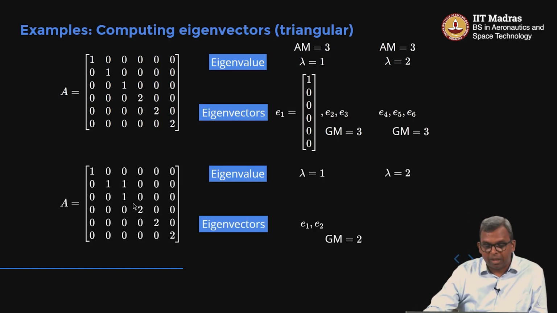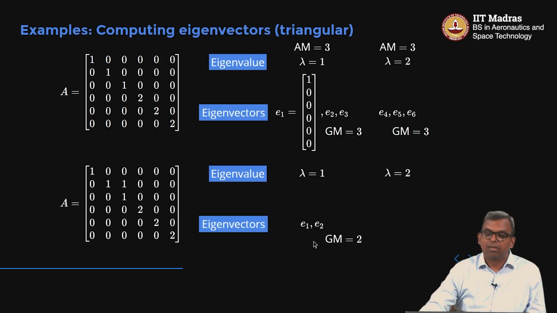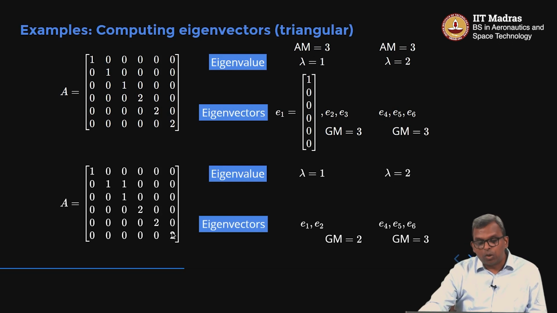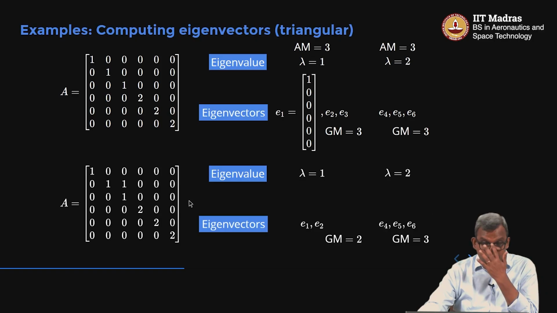So, when you go lambda equals 1, this 1 is here. So, these 2 will become 0. So, you will have E1 and E2 as eigenvectors, nothing more will come out for lambda equals 1. So, geometric multiplicity becomes 2. And for 2 it remains the same. For 2 you will have E4, E5, E6, geometric multiplicity remains the same. There is no problem with 2.